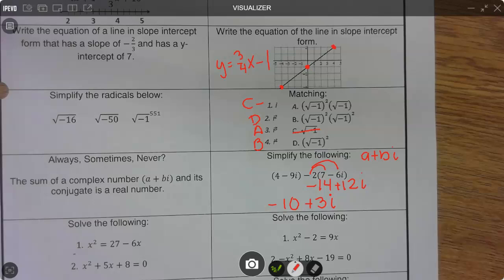And then the last two, oh, I'm losing my voice. The last two, you wanted to do quadratic formula for.